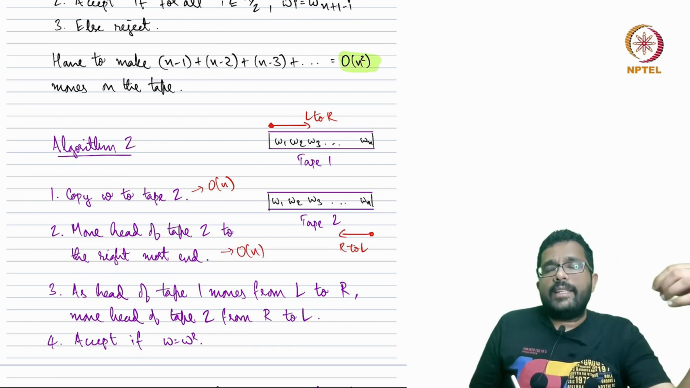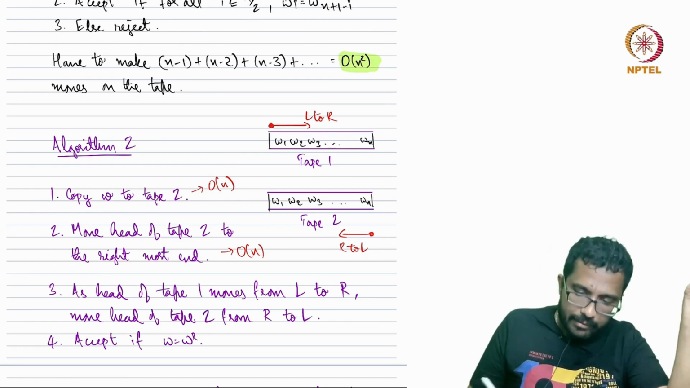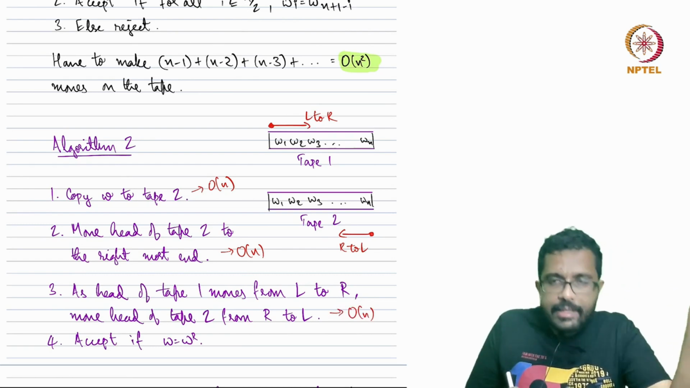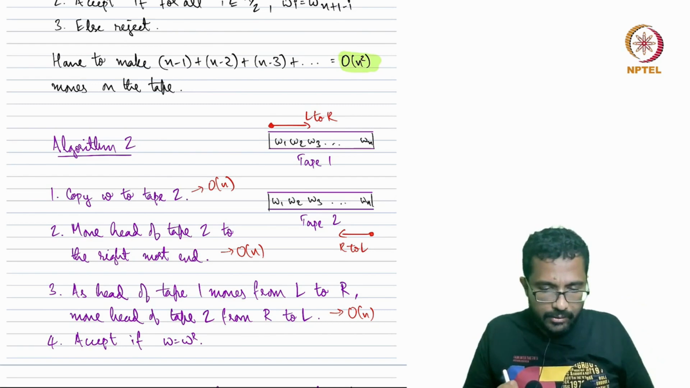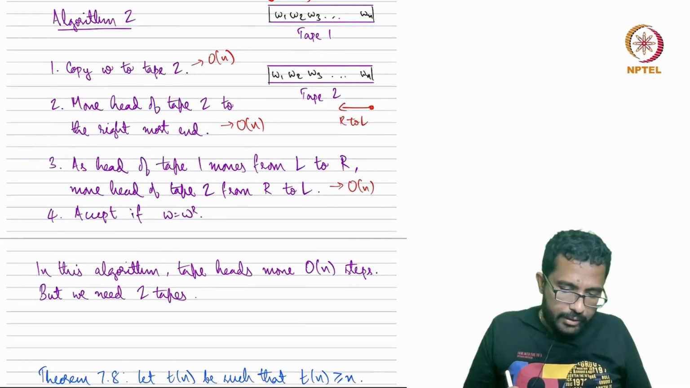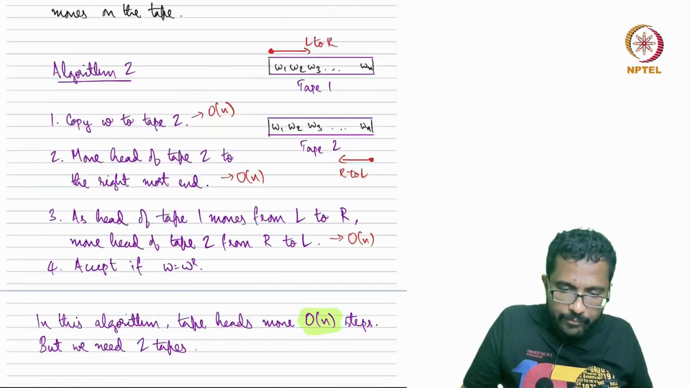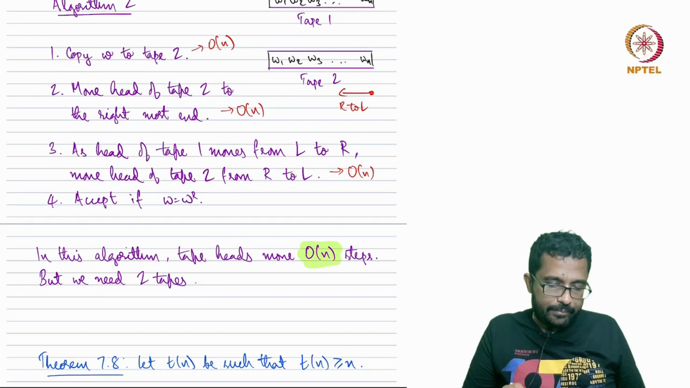Now we need to scan the input, tape 1 from left to right and tape 2 from right to left. That also takes order n time. So every step is n time, and the total time taken is O(n). So this algorithm takes order n time, or big O of n time, whereas the previous one took big O of n squared time, right?